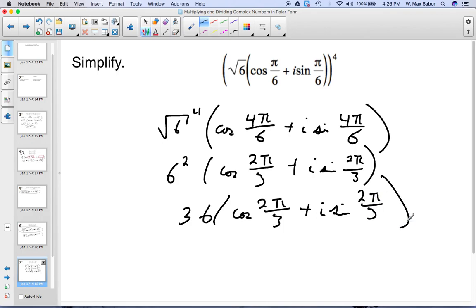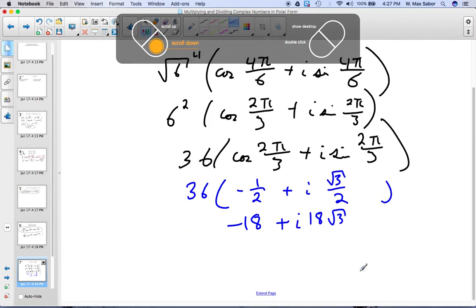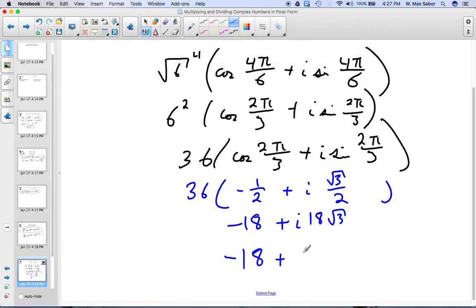Now, it's worth pointing out, if the question asks for the final answer to be in rectangular form, then you need to do this out, and that would be using what we know of cosine of 2 pi over 3. Cosine of 2 pi over 3 is negative 1/2. And sine is square root of 3 over 2. So it would have negative 18 distributed in, plus i times 18 square root of 3, which we usually don't write that way. We usually write negative 18 plus 18 square root of 3 i.